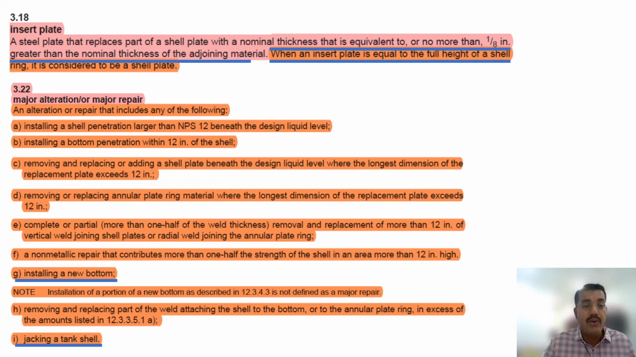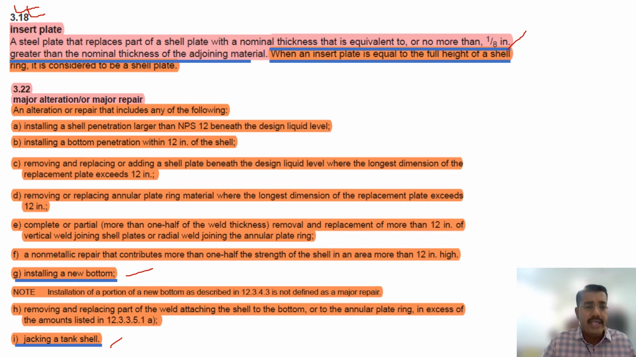Insert plate, that's why I told you why we read API 650. Insert plate, do you remember? I have already told. Insert plate means thickness that is equivalent to or no more than 1/8 inch. If it is more than 1/8 inch, it is called thickened insert plate. What is major alteration and major repair? Everything above 12 inch. Just remember the 12-inch formula for major alteration. We'll read one by one, but there are two changes, like installing a new bottom and jacking a tank shell. If you jack the tank shell, then we call it a major alteration.